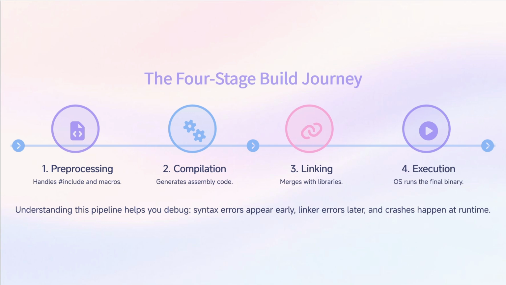Now let's see what's happening behind the scenes when you hit run. C goes through four key stages. Preprocessing handles #include and macros. Compilation converts your source code into assembly or object code. Linking merges your code with required library files. Execution runs the final compiled program. This is the build pipeline. Understanding it helps you find out where your errors occur, like syntax errors in compilation, linker errors during linking, and runtime errors during execution.